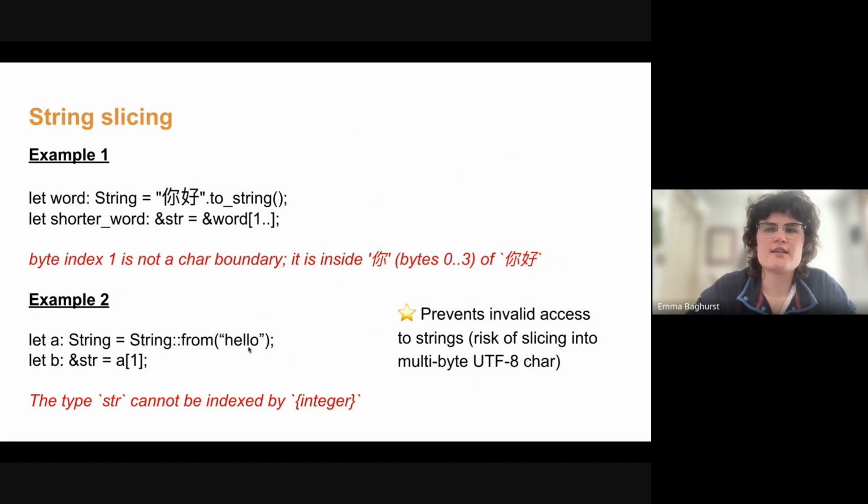Example 2 is actually all ASCII characters, so all of these are encoded by 1 byte. You'd think this would probably work because the second byte is going to correspond to E, so you're just going to get ELO. But actually Rust doesn't allow this either. It doesn't allow string slicing in this way, basically, and this is to prevent invalid access to strings. So it's better to interact with strings by using the .chars method or the .bytes method, depending on what you're doing.